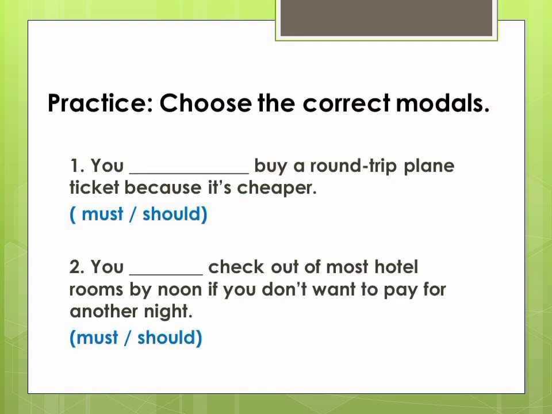So it's time to practice. Choose the correct modal. Number one, you blah blah blah buy a round trip plane ticket because it's cheaper. Must or should? Choose the correct modal. Number two, you blah blah blah check out of hotel rooms by noon if you don't want to pay for another night. Must or should? Choose the correct modal verb.